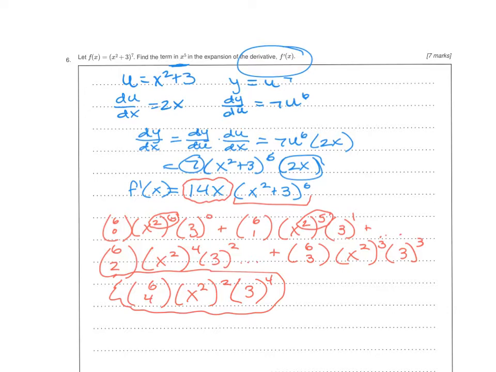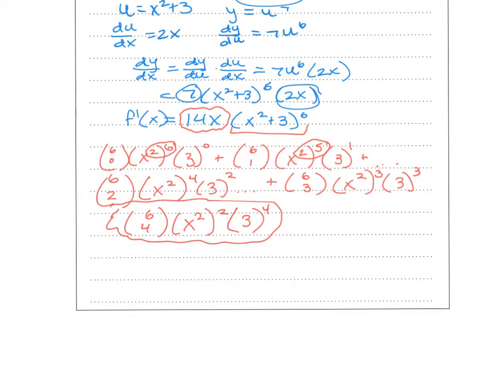So we have 14x times 6 choose 4 times x squared to the 2nd, which is x to the 4th, times 3 to the 4th, which is 3 squared is 9, 9 times 9 is 81. So we just need to simplify. X times x to the 4th, that's x to the 5th.